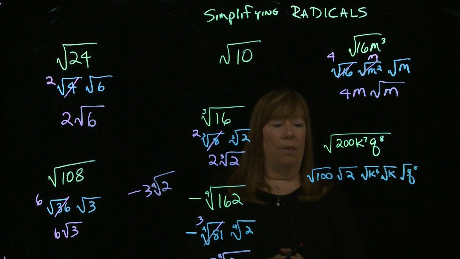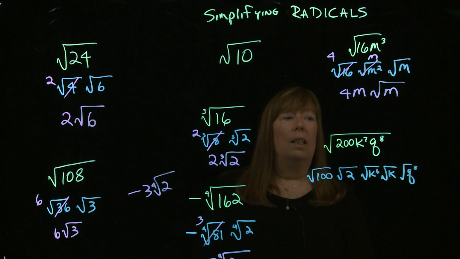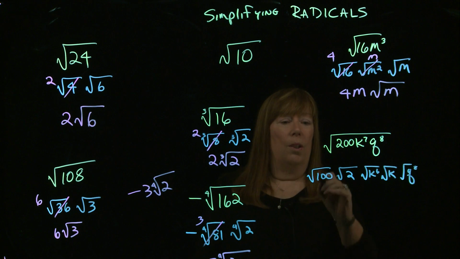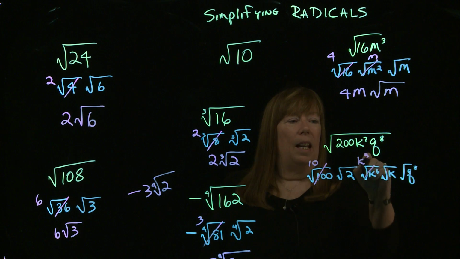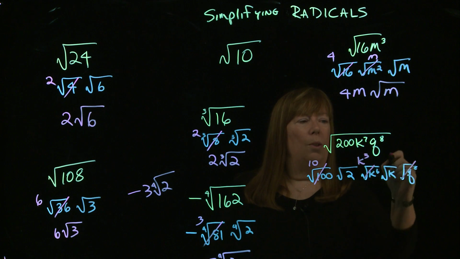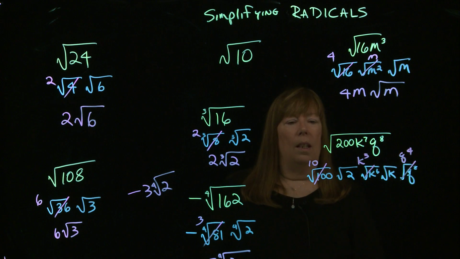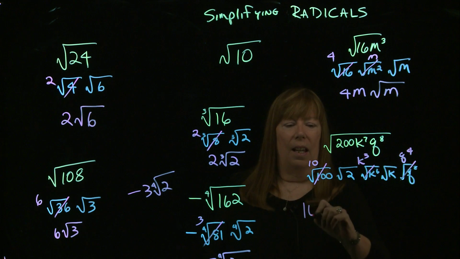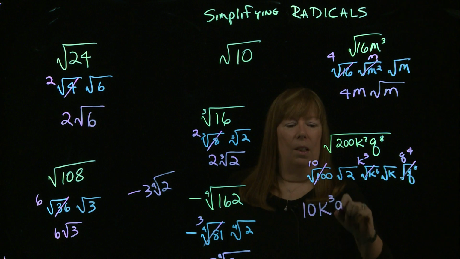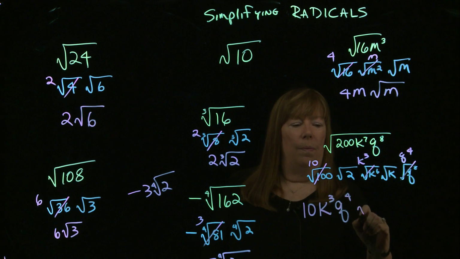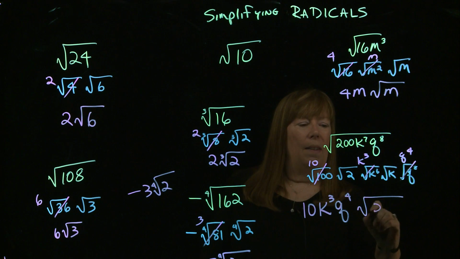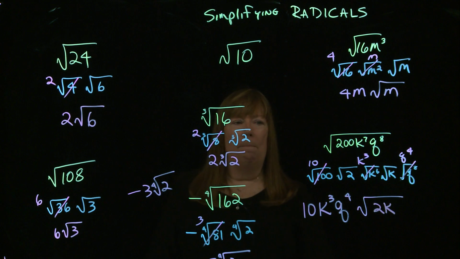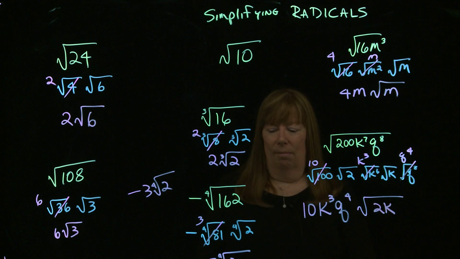Okay, now that we're done breaking everything up, let's go ahead and take the square roots of all the perfect squares. The square root of 100 is 10. The square root of k to the 6th is k to the 3rd. And the square root of q to the 8th is q to the 4th. So let's gather up all the stuff that came out of the radical signs. That's 10, k to the 3rd, q to the 4th. And whatever's left under the radical signs, we just put under the same radical. And that would be 2k. Good job. See you soon.